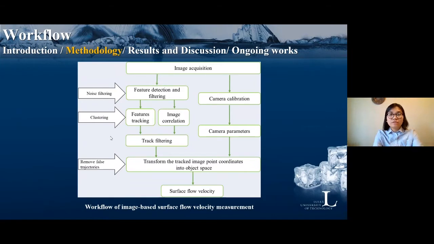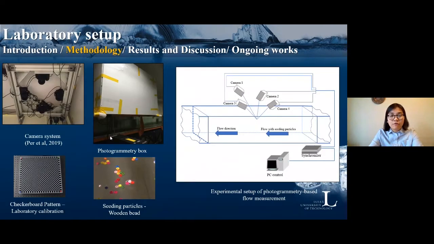Now I will move on to the laboratory setup for surface velocity measurement of an open channel flow. In this experiment, we use a camera system that consists of 4 cameras. The camera system is covered in a box we call the photogrammetry box, in order to mitigate the impact of other light sources in the lab. This box was put above the channel. All cameras are synchronized to capture the image at the same time.